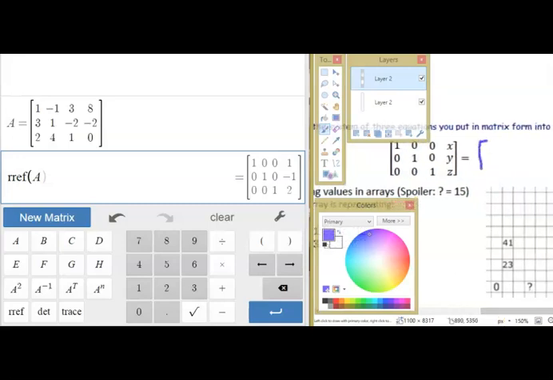So we have 1, 0, 0, 1, 0, 1, 0, negative 1, and then 0, 0, 1, 2. So that means x equals 1, y equals negative 4, z equals 2.